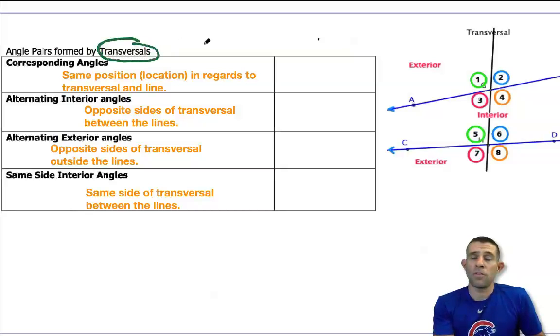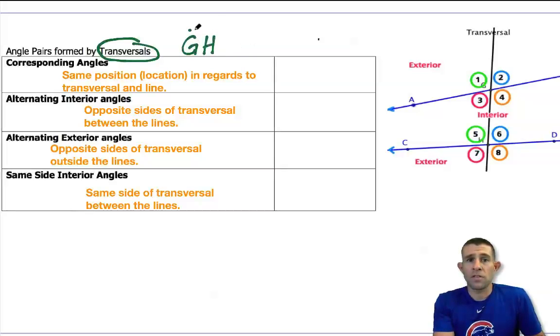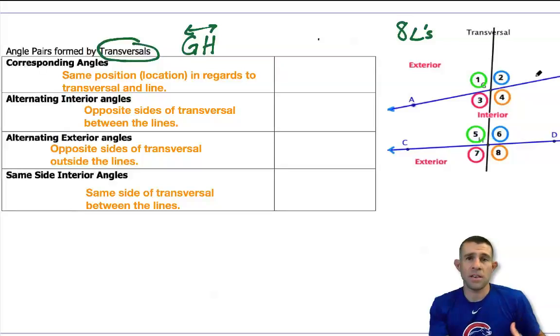Now remember, transversals are lines that cut across other lines. So in our example over here on the right-hand side, you can see the black line that comes through G and H. GH is my transversal. This line comes through and it cuts line AB and CD. And when it does that, it forms these 8 angles. Now there are some specific names for these angle pairs, and one of those names is corresponding angles.